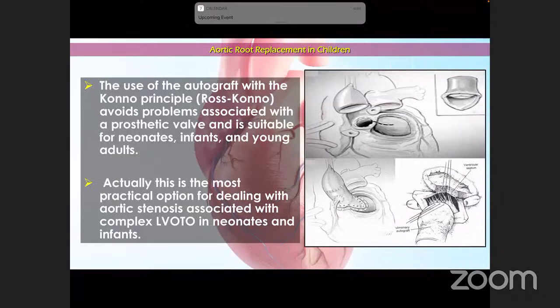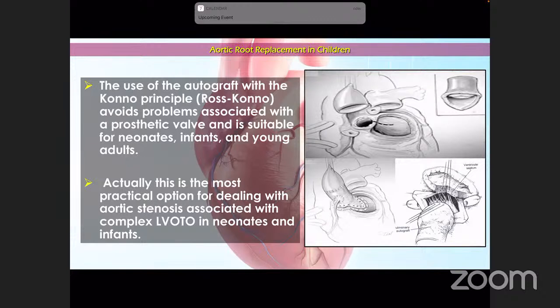When the Ross became rather popular, instead of a mechanical valve, it was suggested that a pulmonary autograft can be utilized. Again, in this procedure, a VSD is created, and when the autograft is harvested from the right ventricle, a tongue of tissue is taken, and that tongue of tissue is wedged into the ventricular septal defect. This is what was called the modified Ross-Konno.